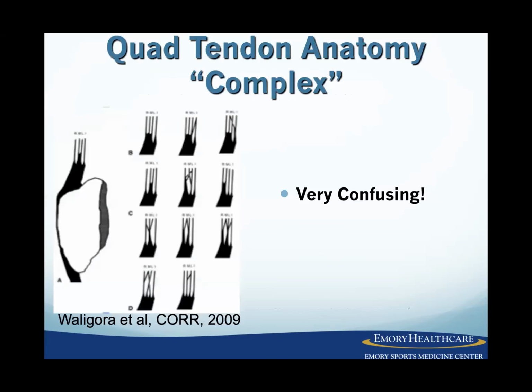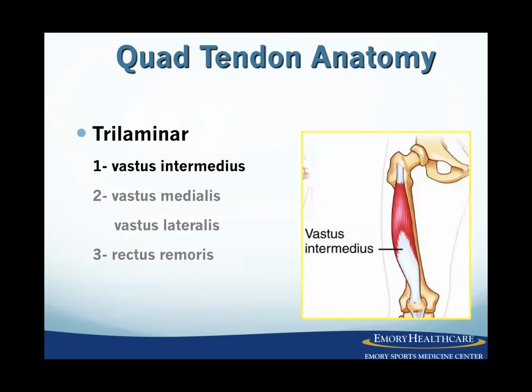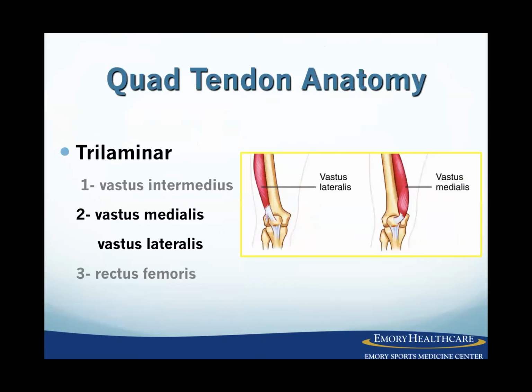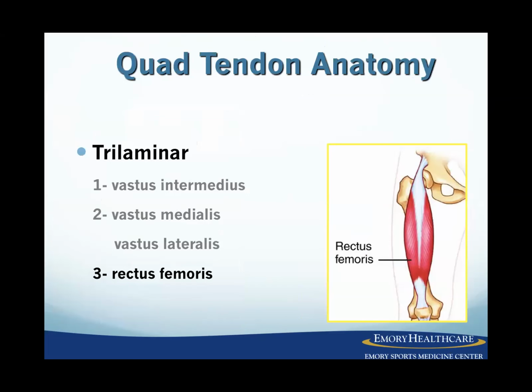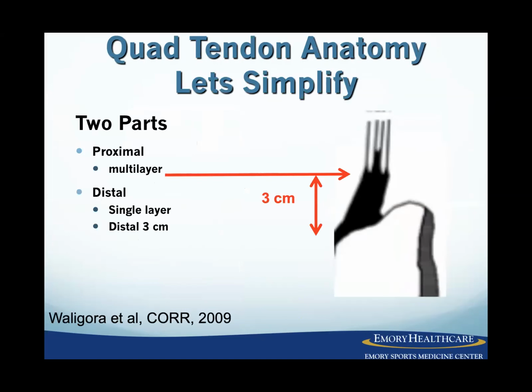The quad tendon has a very complex anatomy. If you dissect it or even look at MRIs and follow it up, the proximal portion of the tendon has a whole bunch of different variations, so it's confusing. You have your vastus intermedius level, then your lateralis and medialis coming in from the sides, and then you have your rectus femoris. All these tendons blend together to form the distal 3 centimeters of the quad tendon, which is a beautiful dense tendon. But then as you go more proximal, you get variations in the anatomy. So I think of it as two parts: a multi-layer part and a distal part.